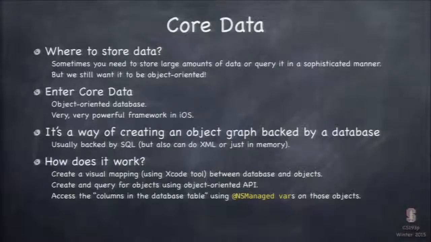Then basically, tables are kind of like classes, if you want to think of it that way. And the columns in the table are kind of like vars. Core Data provides a way to have these @NSManaged vars where literally you just set the var and it's going to set the information in the database. And then, of course, you can query on all this stored data as well.